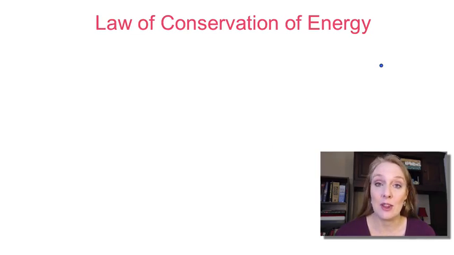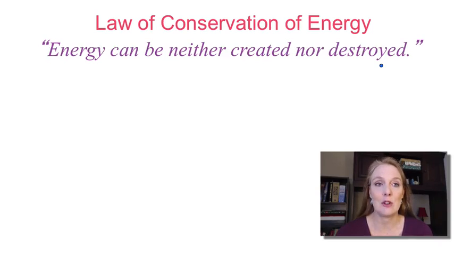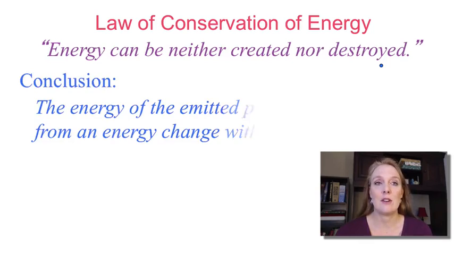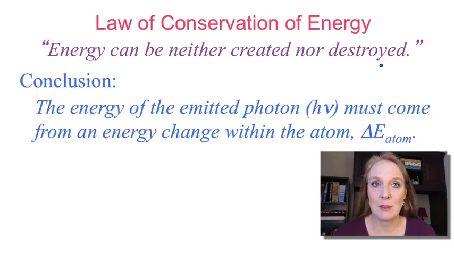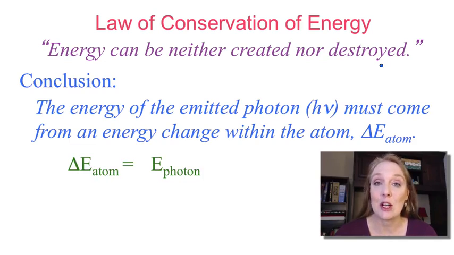We also know that the overall energy change of the universe must be 0. So that leads us to 2 conclusions. First, the energy emitted from the photon, which is equal to h nu, remember h is Planck's constant, must come from an energy change within the atom. So we can write that as an equation. The change in the energy in the atom has to equal the energy of the photon that we observe the atom emit.